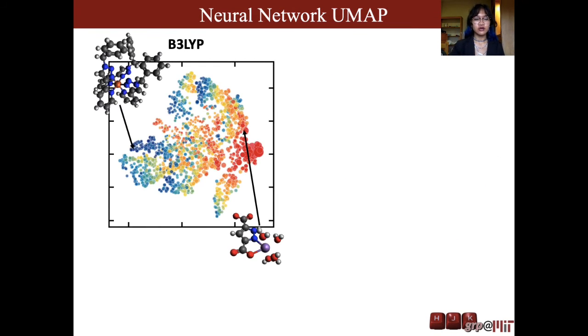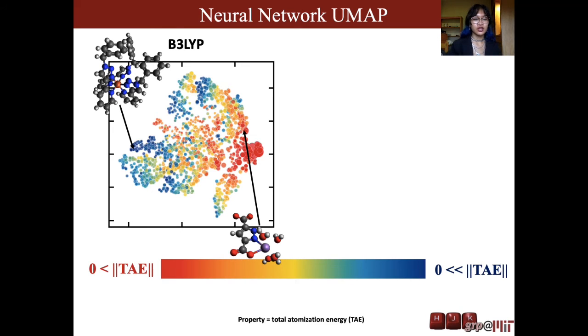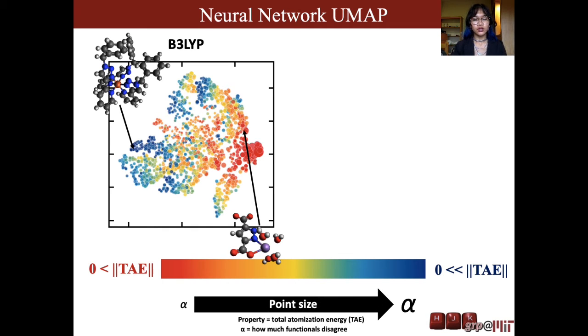We can actually visualize our results through use of what's called a UMAP, which stands for Uniform Manifold Approximation and Projection. Each of these points is representative of a TMC, and the colors actually do mean something. I mentioned earlier that our neural network wants to predict a property, and that property is total atomization energy. The definition here isn't too relevant, it's just that we're using atomization energy to understand our UMAP. In this case, warmer regions represent smaller absolute values of atomization energy, and cooler colors represent larger absolute values of atomization energy. Also, the point size is correlated to the value of alpha.